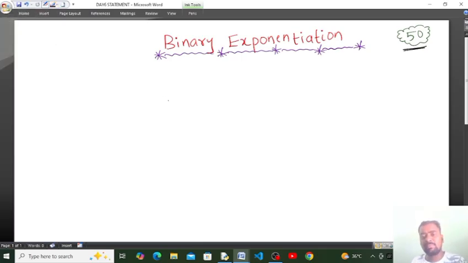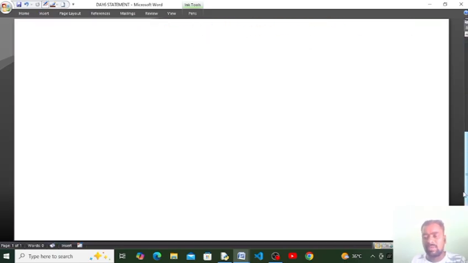Let us see what the binary exponentiation technique is. Basically, this technique is used to calculate the value of x to the power of n effectively, meaning in a faster way. We can also calculate x to the power of n by the normal approach, that is, by brute force.